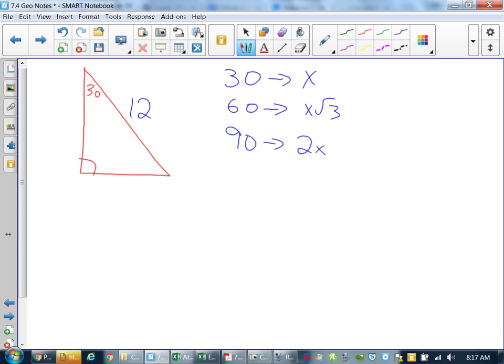So these are your 2 special paths. In this example, you're given across from the 90. That value equals 12. Which means you're going to set up a one-step algebra problem to figure out what x is. If this equals 12, what's x? 6. Which means everywhere else I see an x in that jig, where do I put 6? So that means across from the 30 is 6. Across from the 60 is?